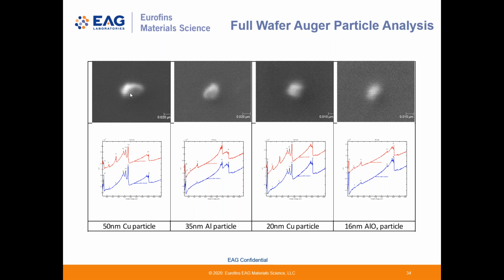But yeah, I think Auger is also useful for bulk compositions, whereas SIMS we typically use for contamination and lower detection limits.